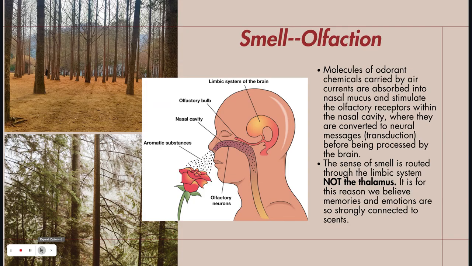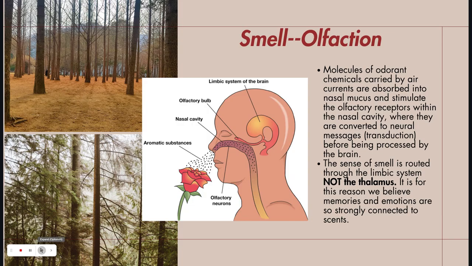And here's how this works, how you're able to smell something like this rose that you see in this diagram. So molecules of the odorant chemicals are carried by air currents and absorbed into nasal mucus, i.e., it goes up your nose, which stimulates olfactory receptors within the nasal cavity. So they're right at the top of the nasal cavity, where they are converted to neural messages before being processed by the brain. So here we've talked a lot about where transduction takes place with vision and hearing. Smell or olfaction transduction takes place again at the top of the nasal cavity.